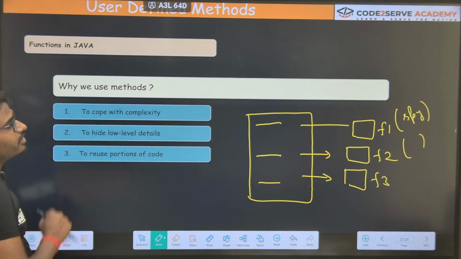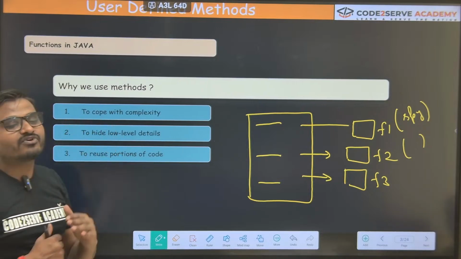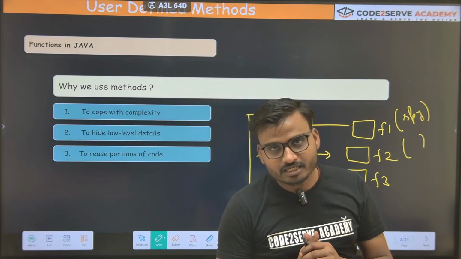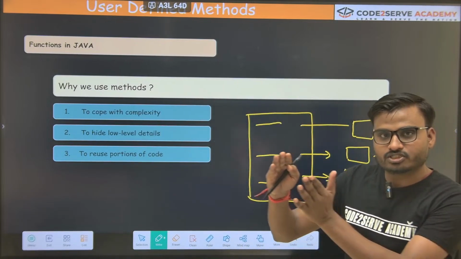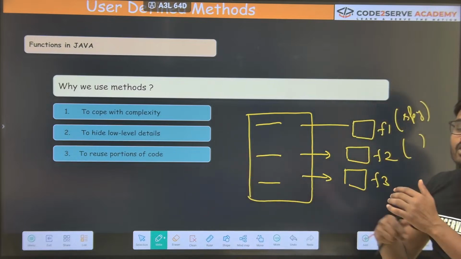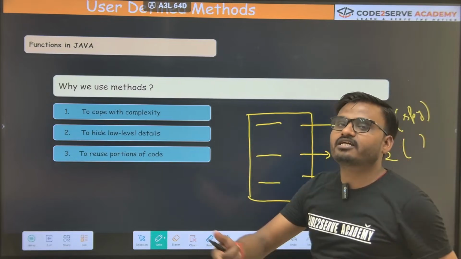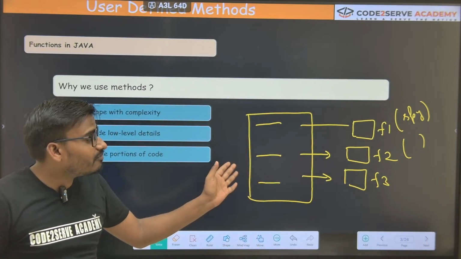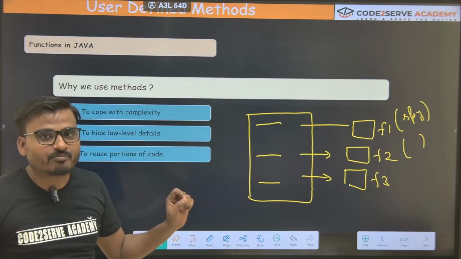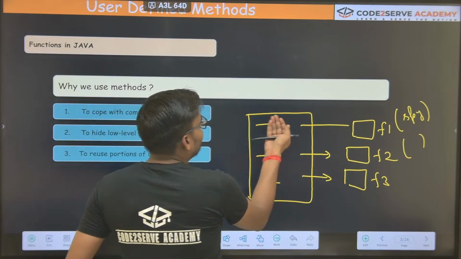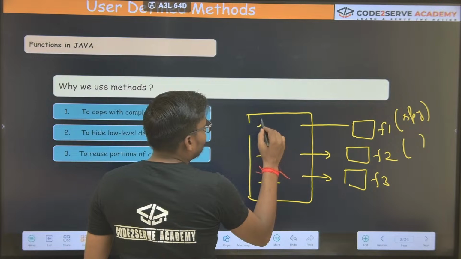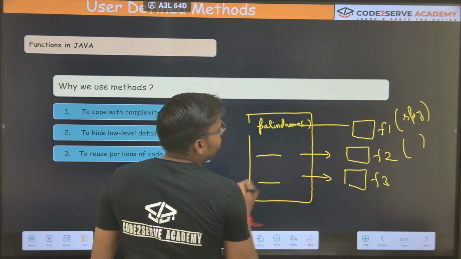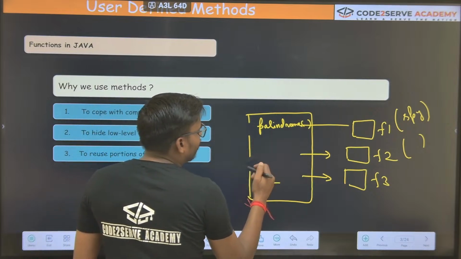So you see here, the first point is to cope with complexity. That means when the program grows bigger and bigger, if you separate the logic out into functions, then later on when you revisit and recheck that program, it will be very easy to understand what is happening. Like here, I will say palindrome. I am just calling palindrome. Got it? So this is one function call. Here I am calling spy.